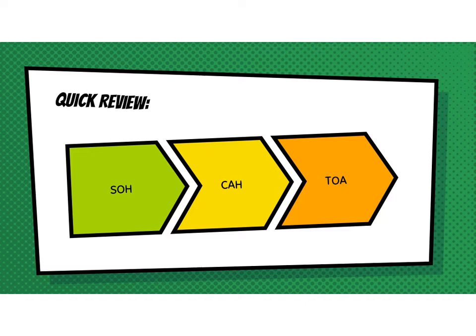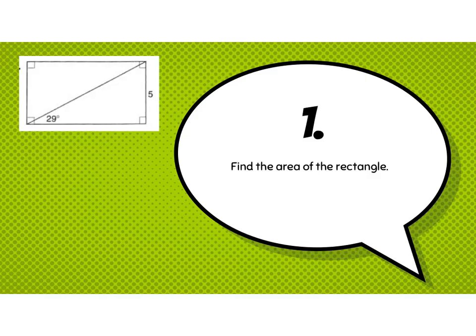Let's review SOHCAHTOA. SOH reminds us that sine is the opposite side over the hypotenuse. CAH reminds us that cosine is the adjacent side over the hypotenuse. And TOA helps us remember that tangent is the opposite side over the adjacent side. We're going to make sure that we have this in the forefront of our brain today, maybe even write it on each problem.